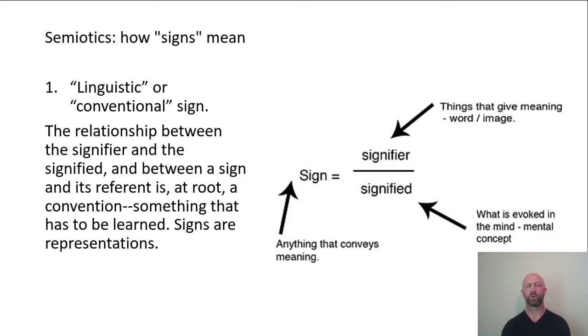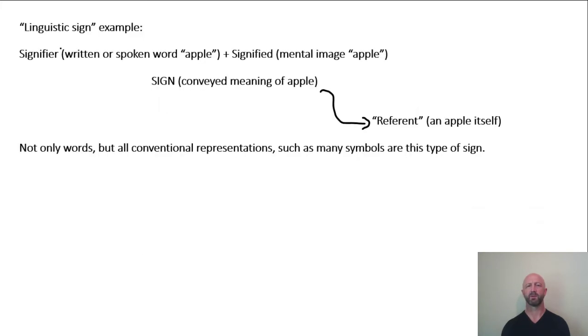In a linguistic or conventional sign, the connection between a signifier and its signified is at root a convention. It's something that needs to be learned. In other words, there are no intrinsic connections between a signifier and a signified when we're talking about a linguistic or a conventional sign. Here's a better example, perhaps.